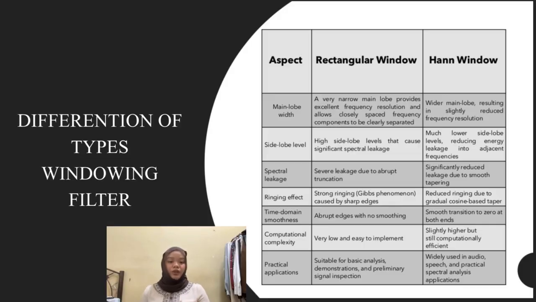Highlighting the crucial differences between the rectangular window and the Hann window. This is the why behind our choice of filter. Main lobe width: the rectangular window has a narrow main lobe, offering better frequency resolution. The second point is where they differ most. The rectangular window has high side lobes, leading to severe spectral leakage, whereas the Hann window has much lower side lobes. The third point is the rectangular window causes strong ringing due to its sharp edges. The Hann window uses a cosine-based taper to reduce these effects. Application: rectangular is great for simple analysis, but Hann is the industry standard.